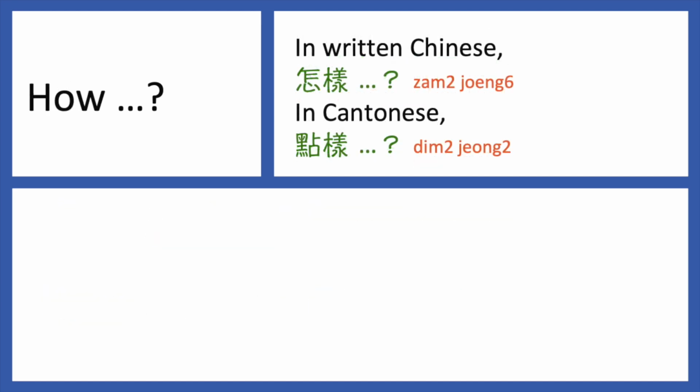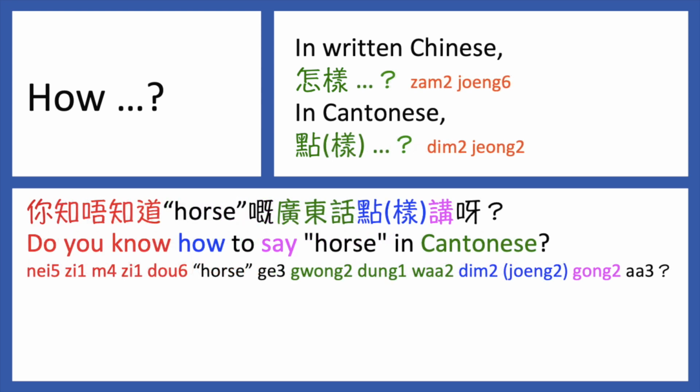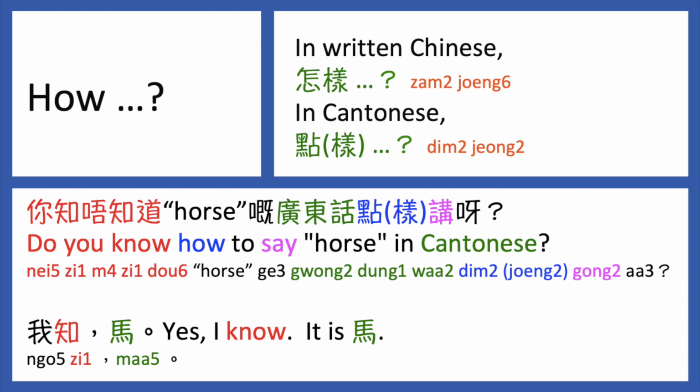How. In written Chinese, we say 怎樣？ In Cantonese, we say 點樣？ For example, 你點樣計呢條數學題呀？你知唔知道 horse 嘅廣東話點樣講啊？我知，馬。 Other than the single word how, there are a lot of question words with how.